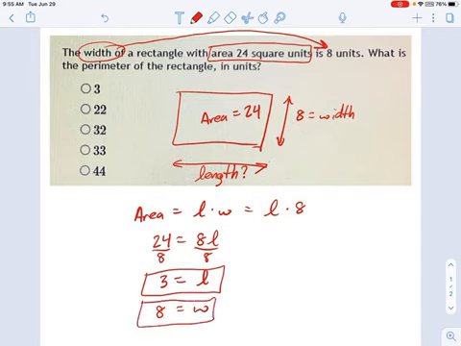Well, it's going to be, let me put some numbers in here. If I draw my side lengths here, 3, 3, 8, 8, the perimeter is just the sum around all the edges. So 8 plus 3 plus 8 plus 3. That's going to be equal to 22.